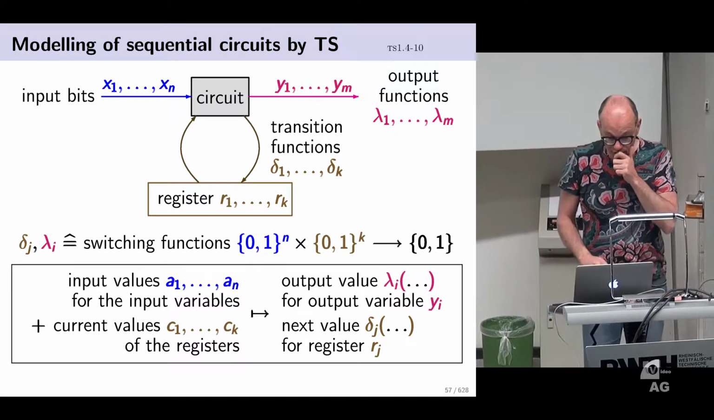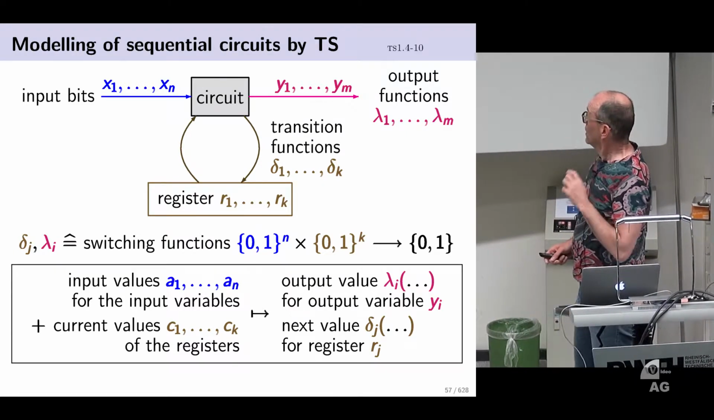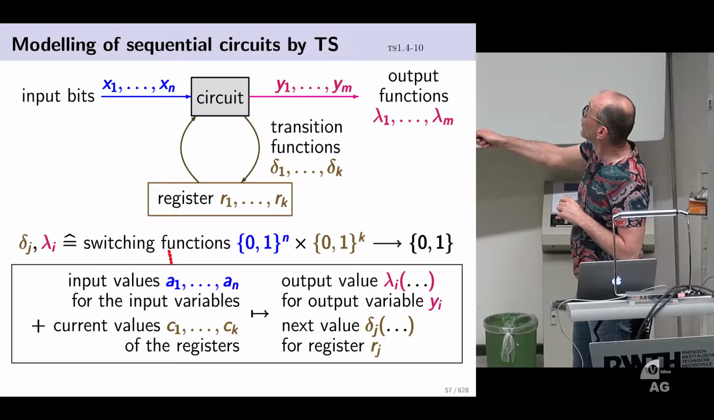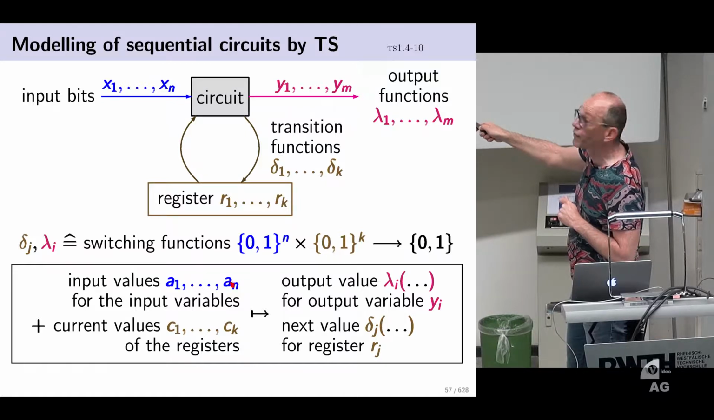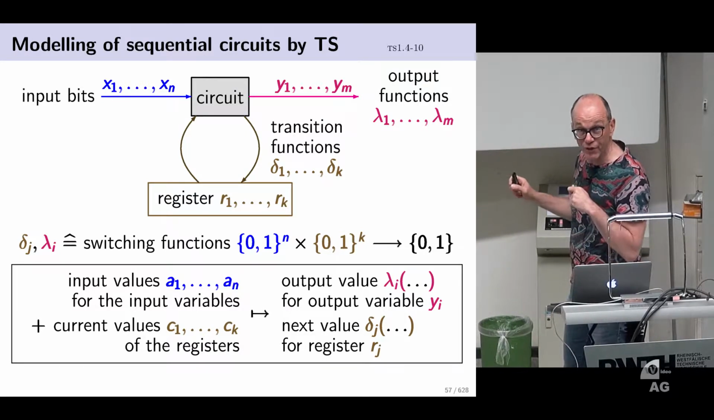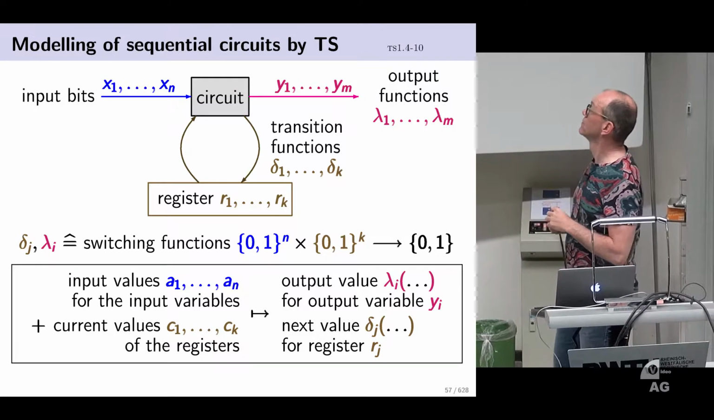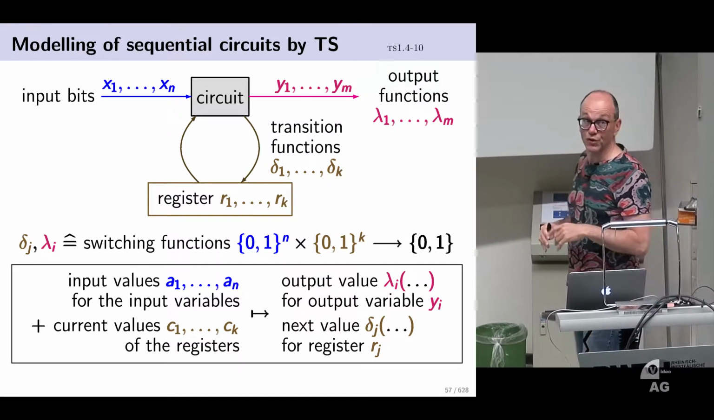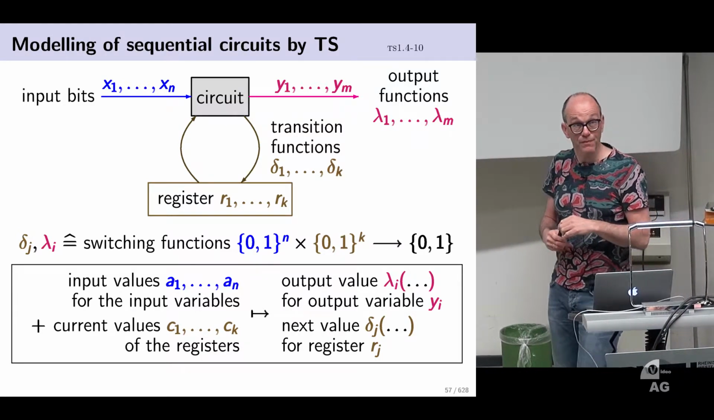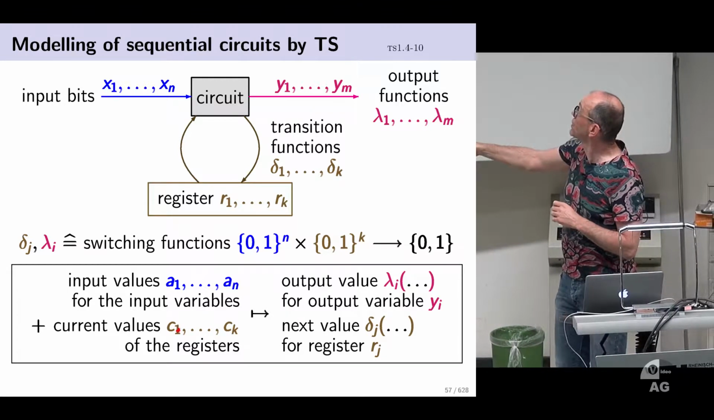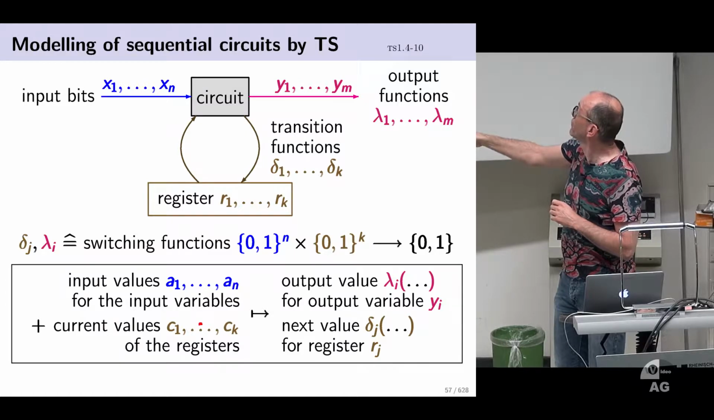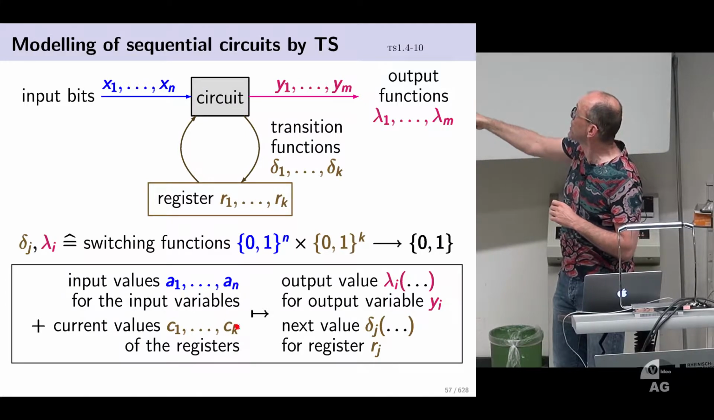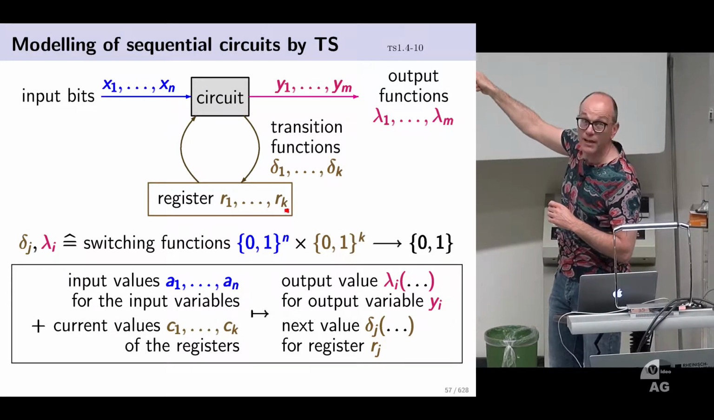Good. So this is the ID. We have input values for all the bits. So A1 is the current value of x1, A2 is the value of x2, and so forth, and AN is the value of xn. We have also the current values of all the registers. So C1 is the current value of register 1, C2 is the current value of register 2, and so forth, and CK is the current value of register K.